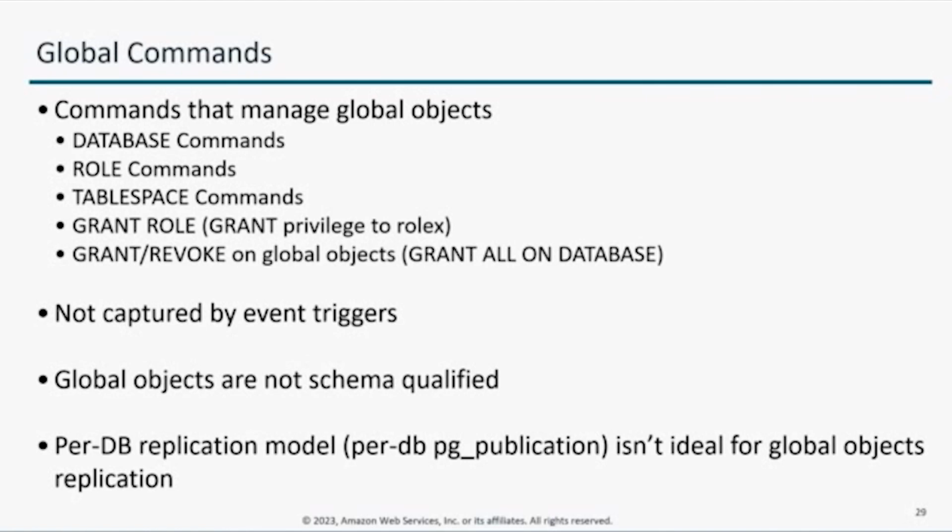Also, the current per-database replication model, which we just showed in the diagram, isn't really ideal for global objects replication. We probably need to introduce a new shared database replication model and catalog for replication of global commands. So this would be future work.